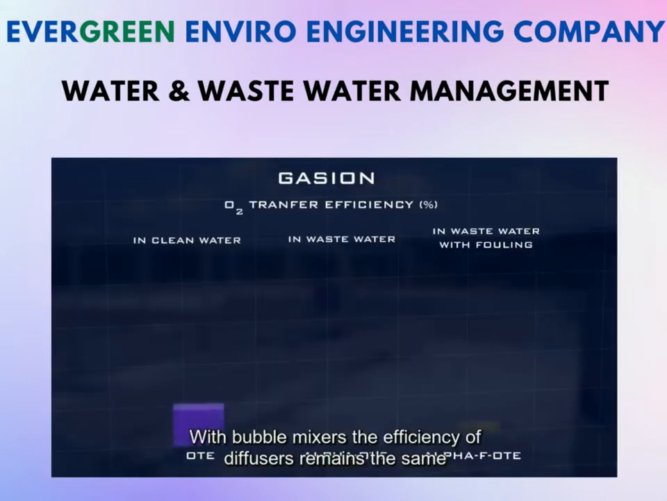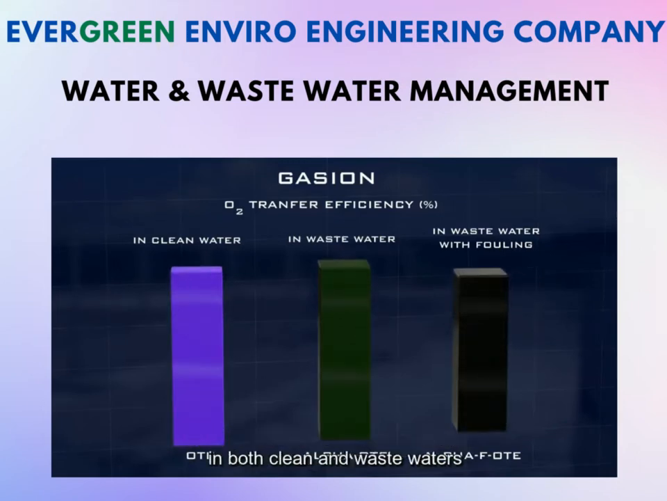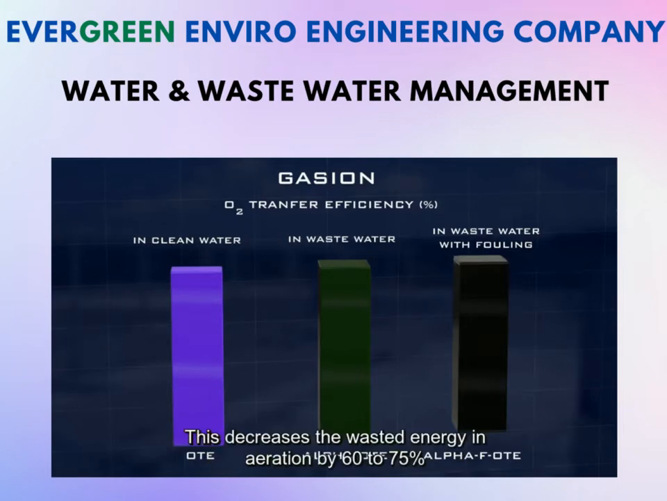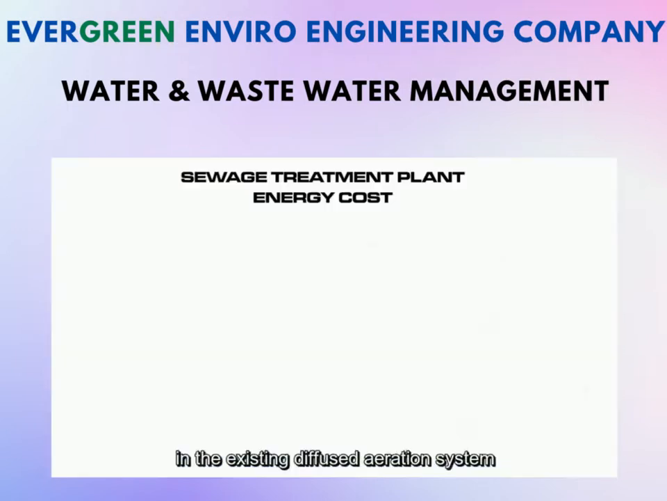With bubble mixers, the efficiency of diffusers remains the same in both clean and waste waters. This decreases the wasted energy in aeration by 60 to 75%, without any modification, just by installing the Mega Bubble Generator in the existing diffused aeration system.